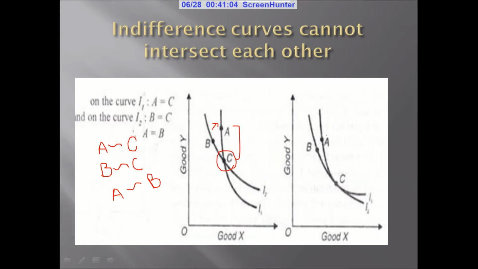In a similar way, in this graph, A and C belong to I1, and B and C belong to I2, because I2 is further away from the origin than I1. Again, point C, this consumption bundle, gives the individual two levels of satisfaction. That is not possible if the preferences are well behaved and transitivity holds.